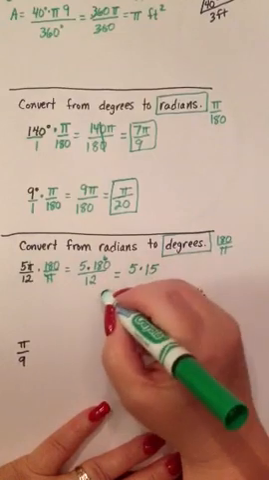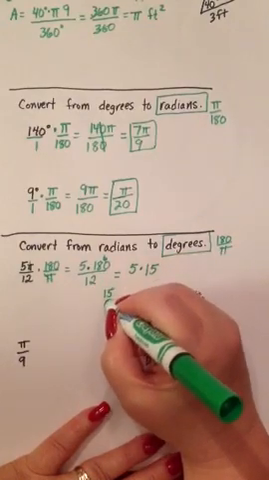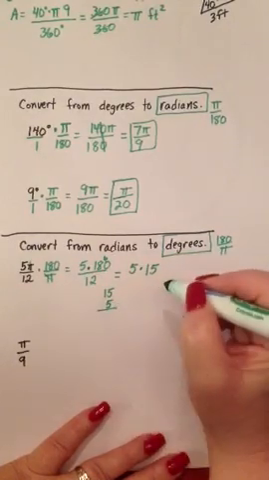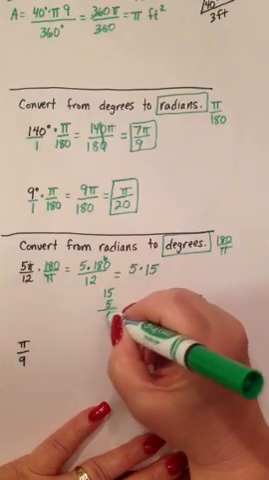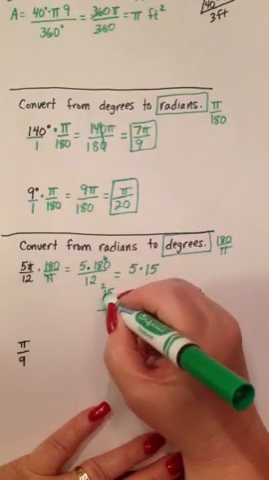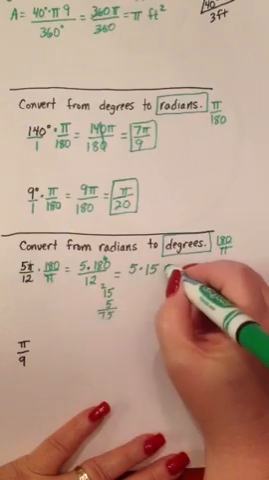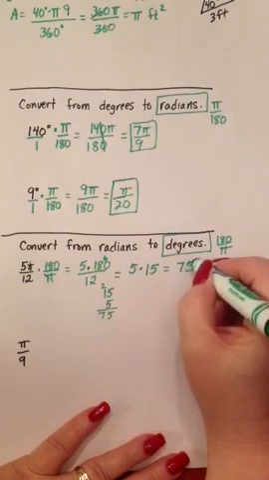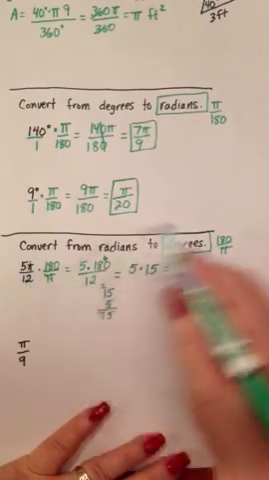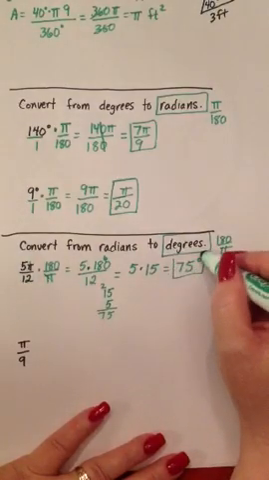Since we've all passed the 3rd grade, I think we could do this. You just go 15 times 5, like that. 5 times 5, 25, carry the 2. 5 times 1 is 5, plus 2 is 7. So this will be equal to 75 degrees. So 5 pi over 12 is 75 degrees.